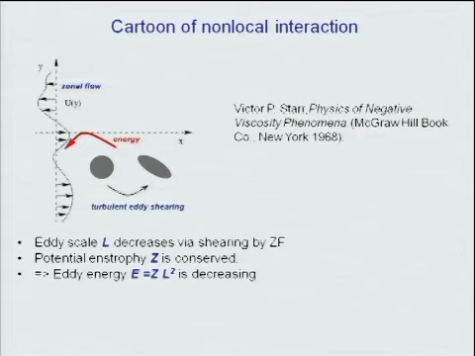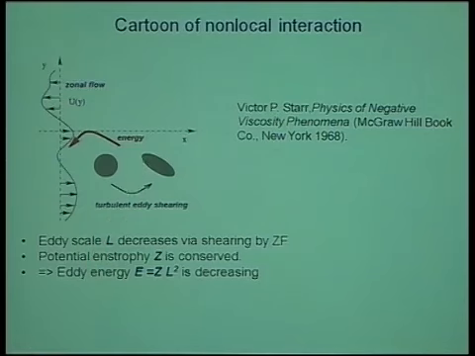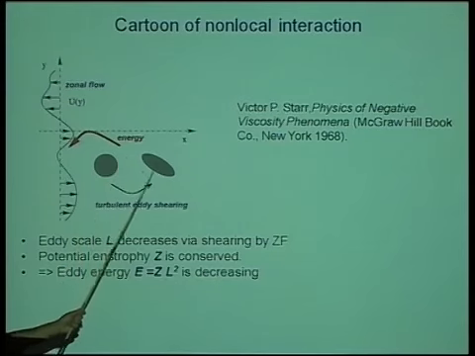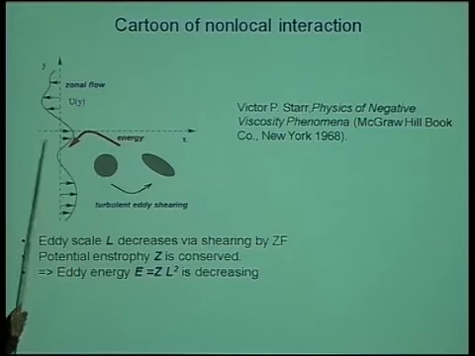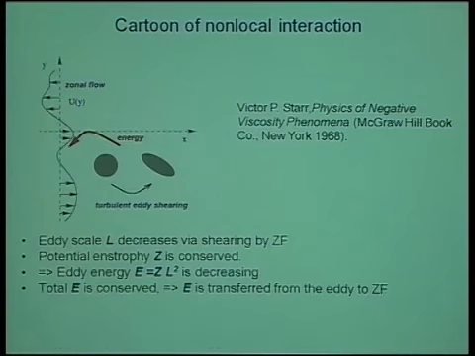Basically, one can argue that from this shearing picture, the eddy scale decreases due to the zonal flow because the cross-section is decreasing if area is preserved, of course. Potential enstrophy is conserved, basically meaning conservation of vorticity within this blob. Therefore, energy, which scales like enstrophy times L squared, because they have a k squared factor between them, should decrease. And if it decreases, it must be transferred in the conservative system to zonal flows, right? So the total conserved energy must be transferred from eddy to zonal flow.